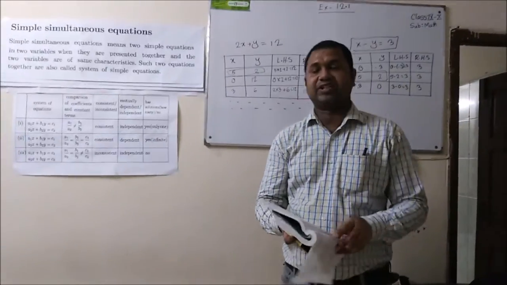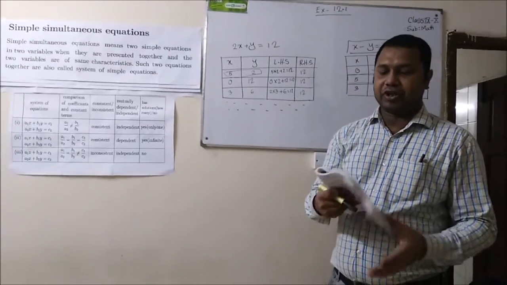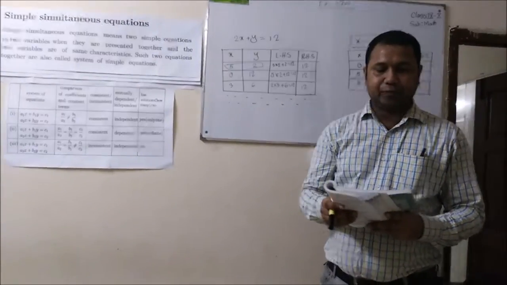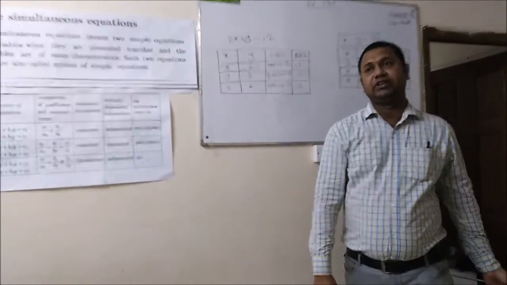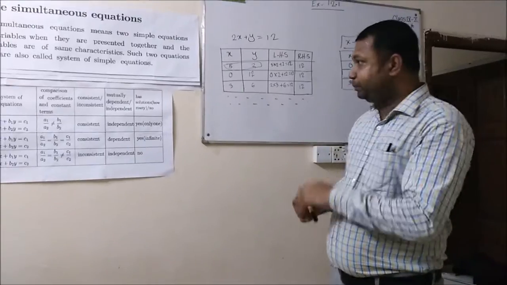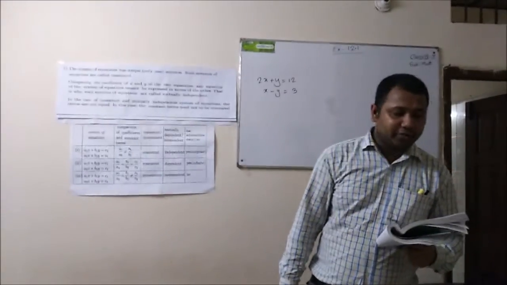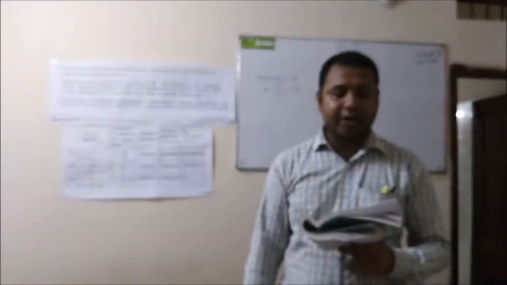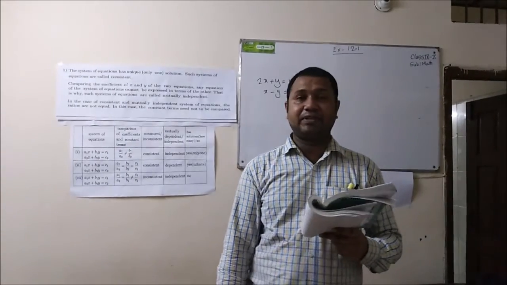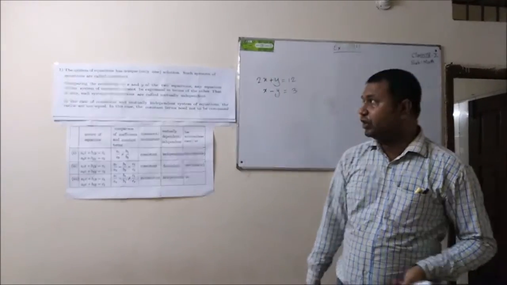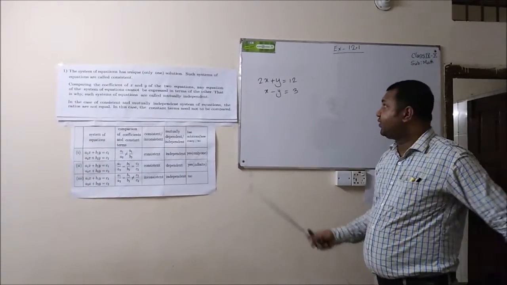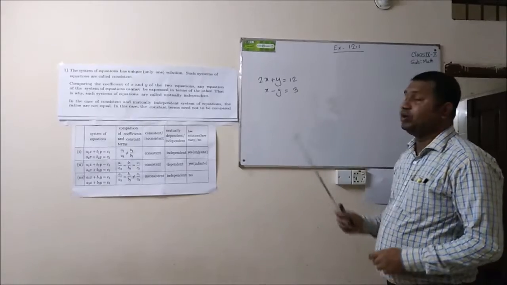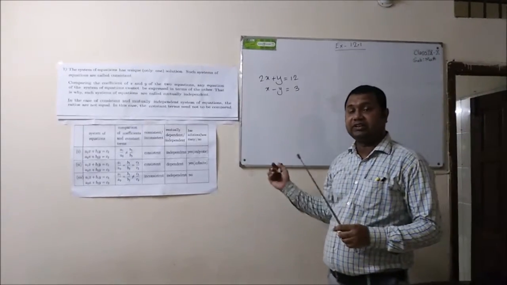Now for this type of system of equations, there is something called consistency for the solution of simple simultaneous equations in two variables, which we are going to discuss. So you can see here, now we are going to discuss the consistency for the solution of simple simultaneous equations in two variables. Here you can see the two equations, and they have one solution, as we discussed before.